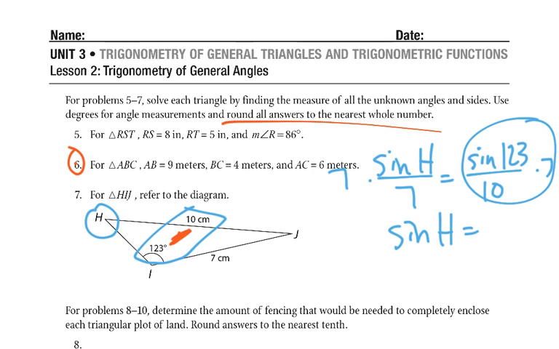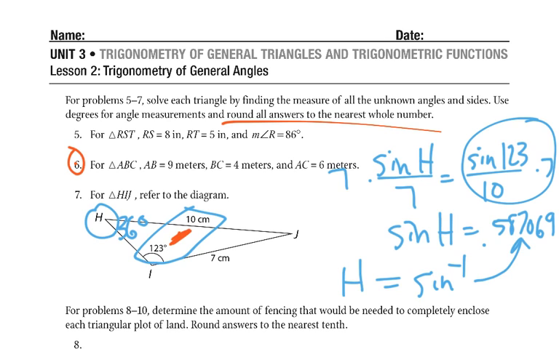Okay, divide that by 10, and I get 0.58769. Okay, so take the inverse sine of that number, and that's going to give me H. So the inverse sine of that answer gives me 35.9, so round up to 36, so 36 degrees. So then if I go 123 plus 36 degrees, subtract 180 from it, I get 21 again, 21 degrees.